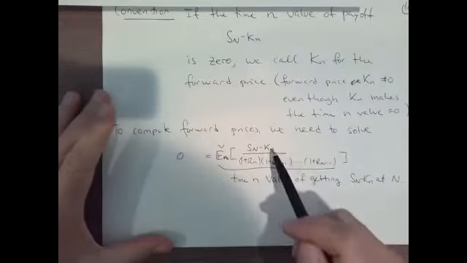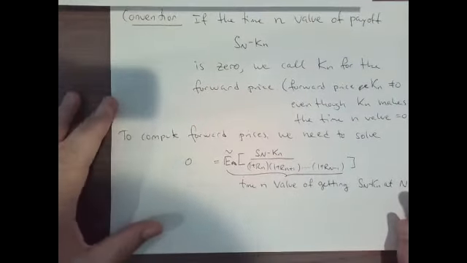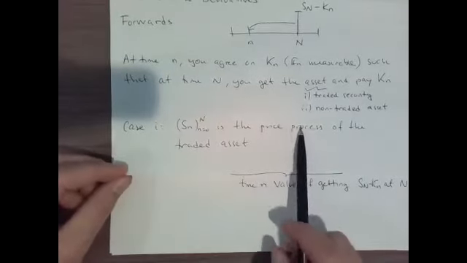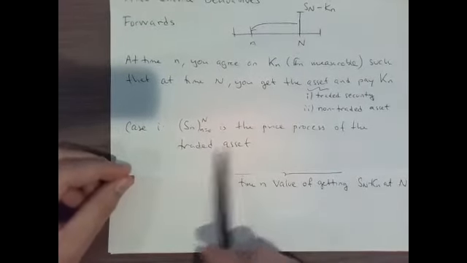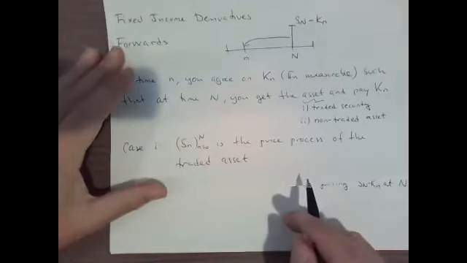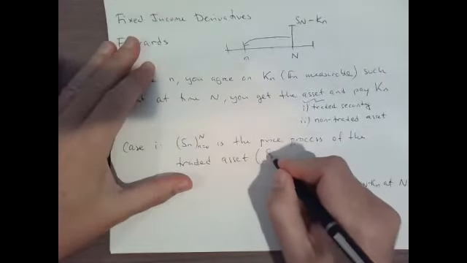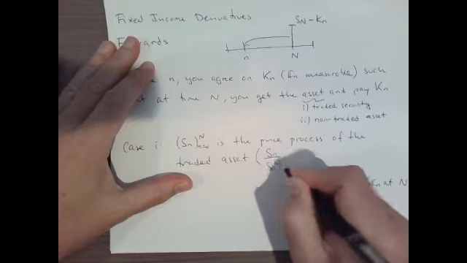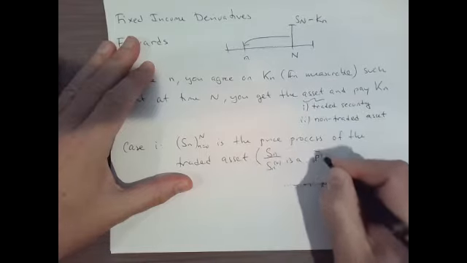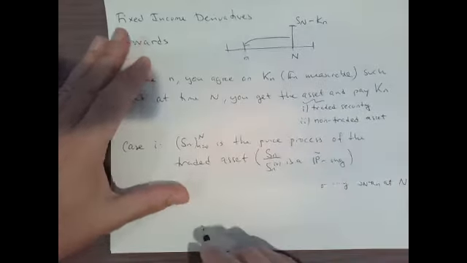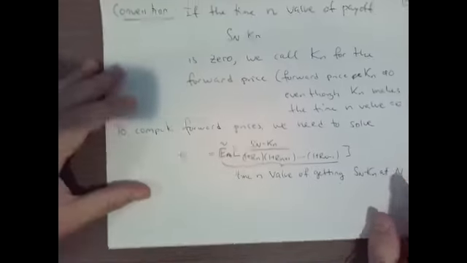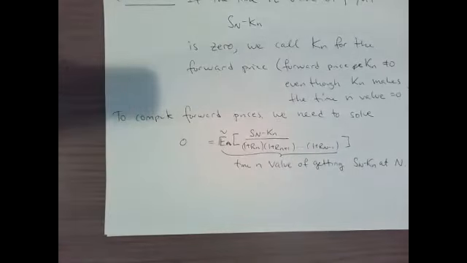Okay, so what is Kn? Right, so we're working under the case that you have a traded asset. So what it means is that Sn divided by Sn0, this is a P tilde martingale. Have to compute this thing.